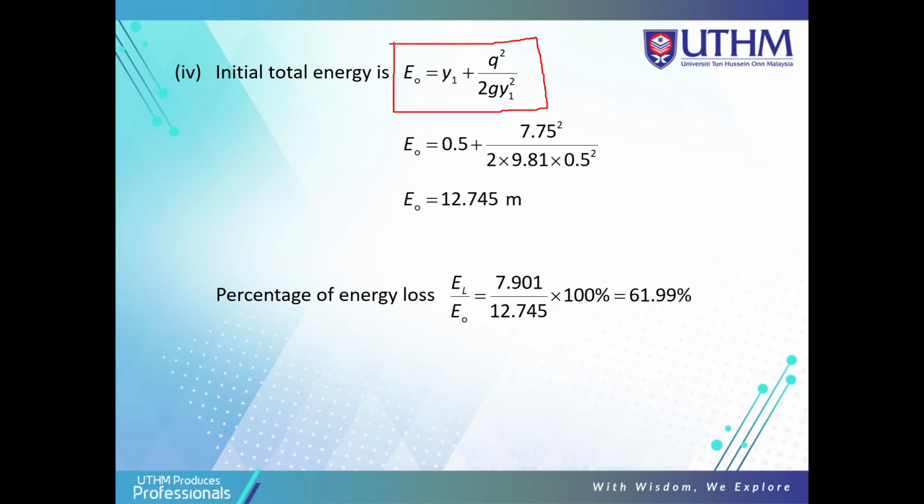Okay, so the initial total energy is y1 plus q squared over 2g y1 squared. Put all the values here, so we get the initial total energy. Then to get the percentage of energy losses, EL over E naught, put all the values here and we get the percent, 61.99%. Okay, that is the step by step to find the hydraulic jump, height of the jump, length of jump, energy losses, total energy, and also the percentage of energy losses.